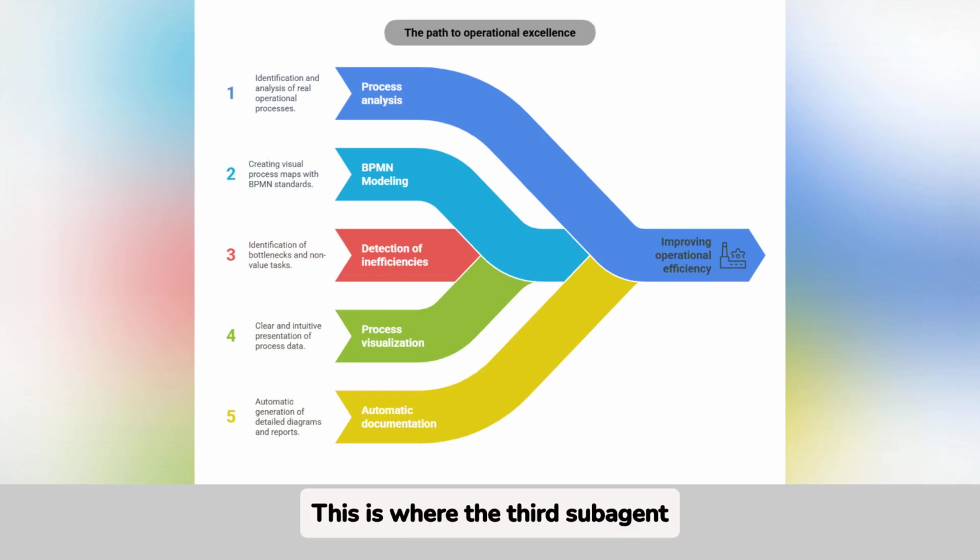This is where the third subagent comes in, the Inefficiency Detector. This agent analyzes these flows and identifies problem areas. It can identify bottlenecks, unnecessarily repeated steps, non-value added tasks, and deviations from the standard flow. It can even compare actual execution with industry best practices. That would have saved me many hours of internal meetings, manual analysis, and endless debates about where the problem lay.